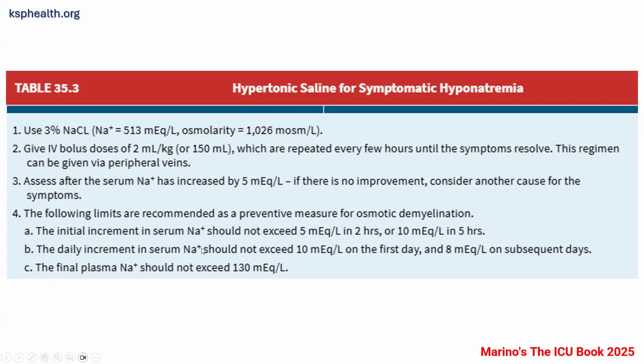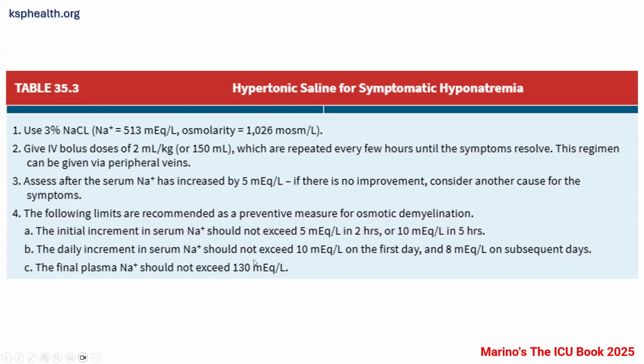Very important point. These are limits you need to follow, because one of the fallouts of hypertonic saline when you're treating hyponatremia is osmotic demyelination syndrome. So you have to be cognizant of this fact. The initial increment of serum sodium should not exceed 5 milliequivalents in 2 hours or 10 milliequivalents in 5 hours. The daily increment in serum sodium should not exceed 10 milliequivalents on the first day and 8 milliequivalents on subsequent days. Again, this is an adult book.